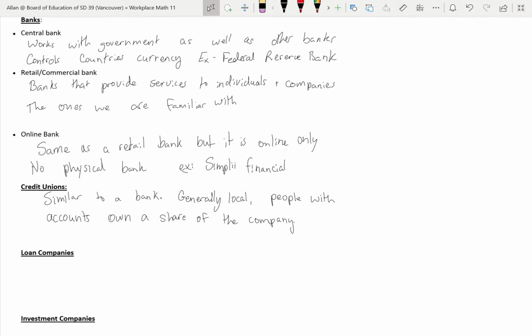So what is different is when you open an account at a credit union, you are actually owning a small portion of that credit union, which for us means you have a small say in what can be done with the company. The policies are agreed upon by members rather than, say, a corporation or CEOs. And the more money that you invest into the credit union, the larger say that you'll have.